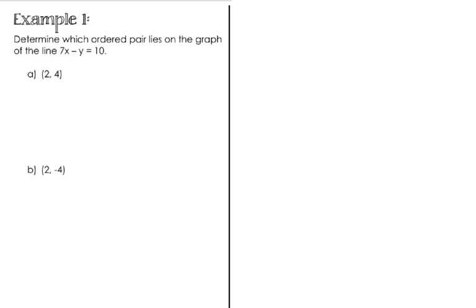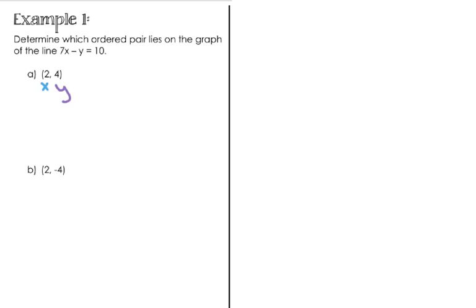Before we begin, we're going to just utilize standard form for a minute. So determine which ordered pair lies on the graph of 7x minus y equals 10. So we can see that this is in standard form because y is not by itself. So if we get problems like this, we just take the ordered pair and plug it in for x and y. So remember, 2 is x, 4 is y.